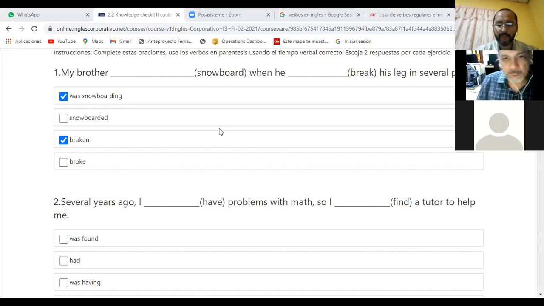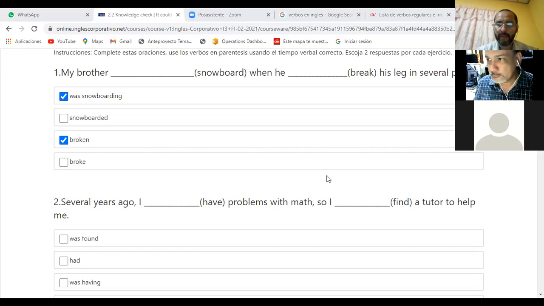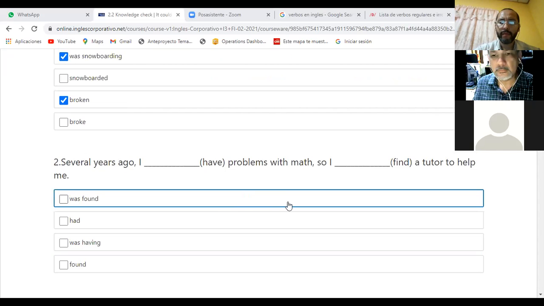Bueno, vamos a trabajar en el 2.1, dijo, ¿verdad? 2.1. Yes, I share my screen. Thank you. Can you see the screen? Yes, okay, I see.